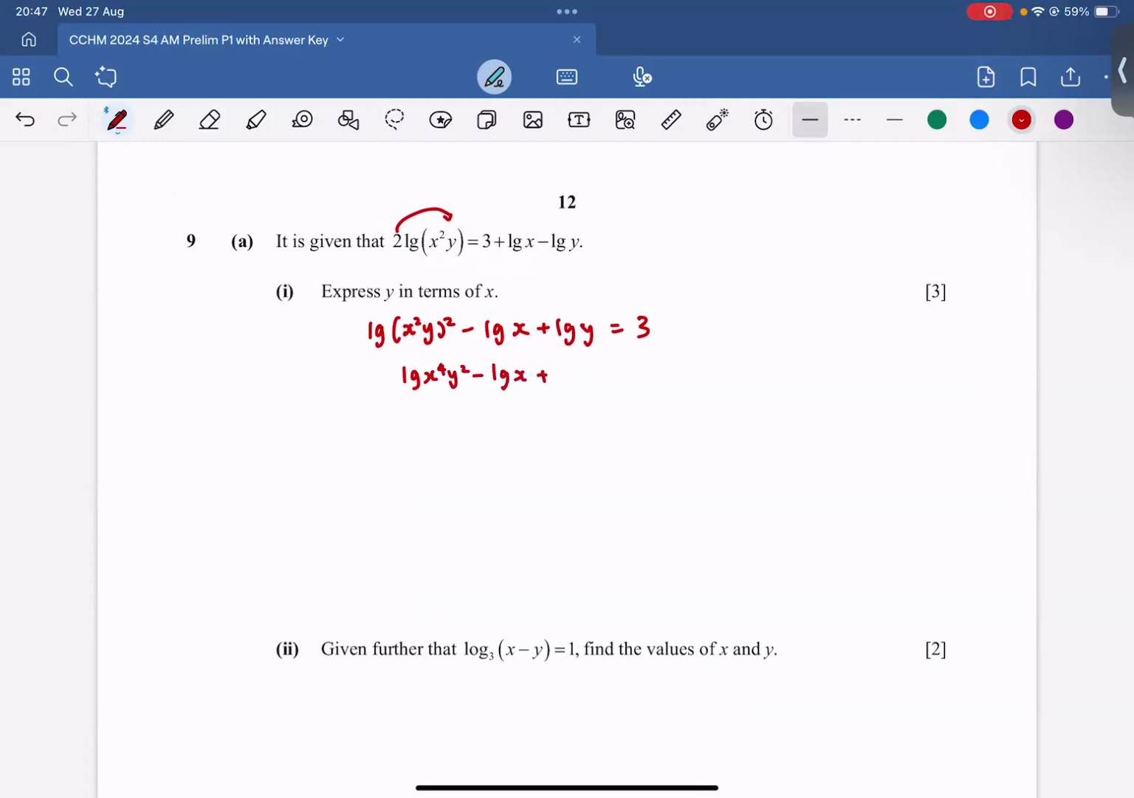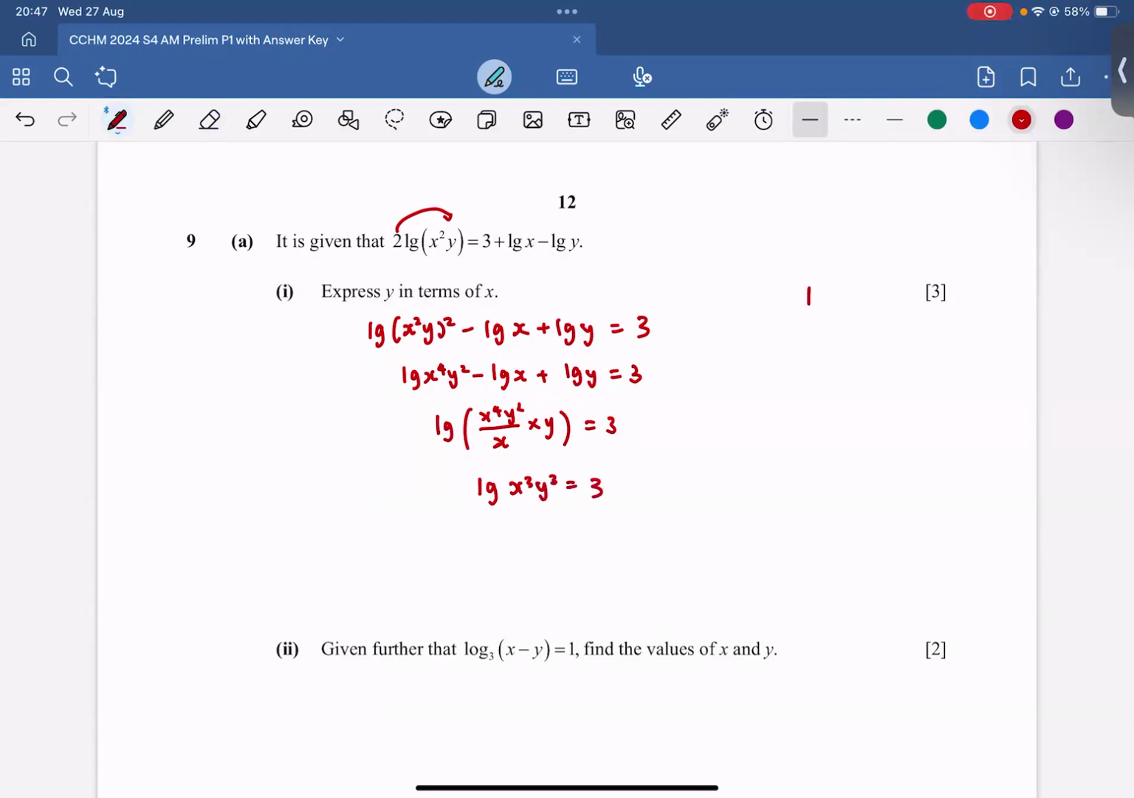Okay, next, this is just log of x to the power 4 y squared. Then what we do next is we will combine all the logs together. So remember to do from left to right. So over here, what do we have? We have x to the power 4 y squared divided by x times y. Some of you put the y at the denominator because you do these two things first, which is incorrect. So this is just log of x cubed y cubed on top, equals 3.